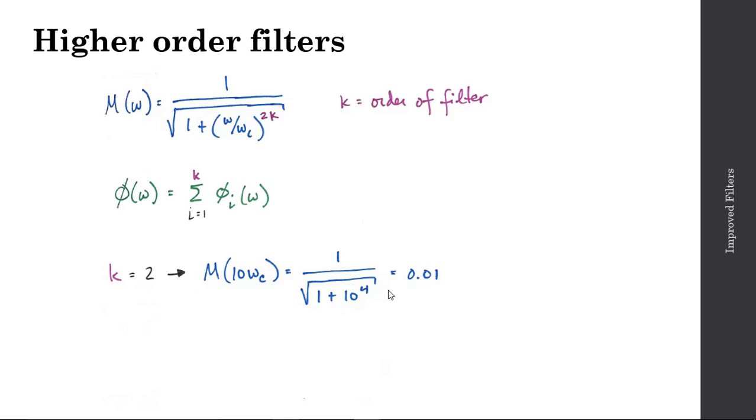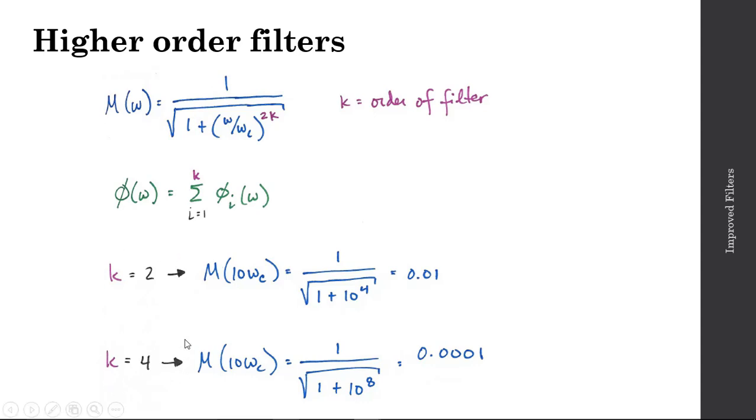As another example, let's look at a fourth order filter, so k is equal to 4, and let's look at the magnitude ratio at the same input frequency, so 10 times the cutoff frequency. That results in 1 over the square root of 1 plus the quantity 10, all raised to the 2 times 4 power, so 10 to the 8th power, which results in a 0.0001 magnitude ratio. So what we see here then is by increasing the order of the filter, we're creating a much steeper transition from our pass band to our stop band occurring at the cutoff frequency.